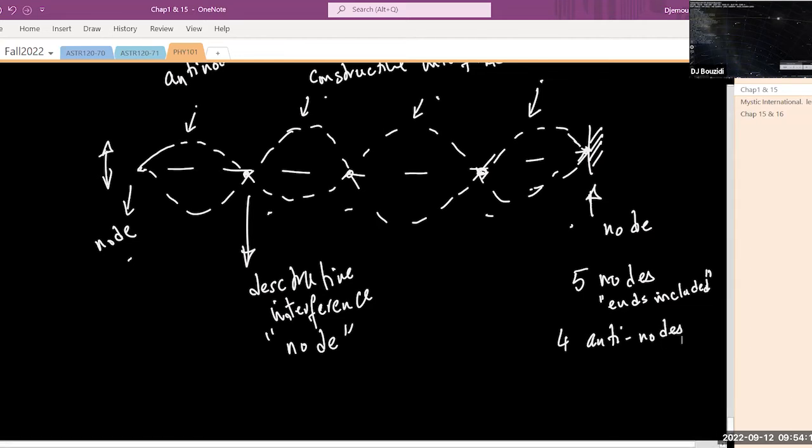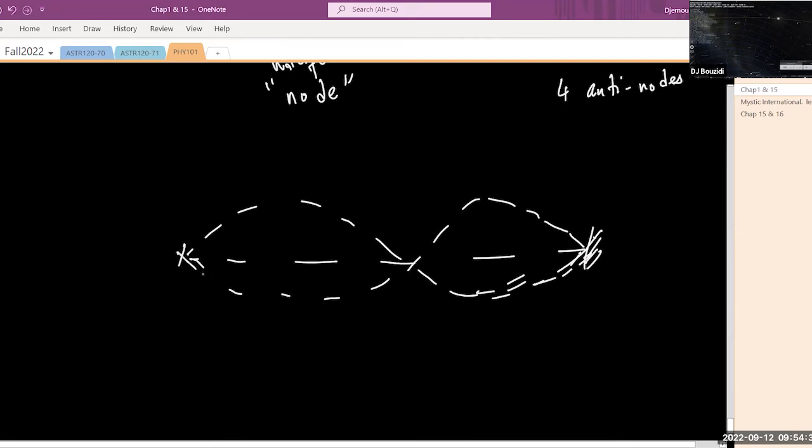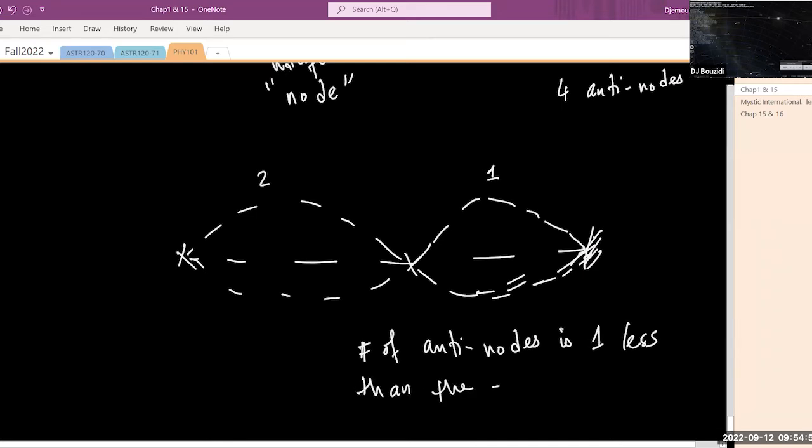Okay. How about if I do it differently? How about if I only have this situation? This is fixed, but I only have this much. I only have 2 antinodes, if you wish. Then in this case, I will have 3 nodes: 1, 2, and 3, because I have 1 and 2 antinodes. So always the number of antinodes, the bulges, if you want to call them that, is 1 less than the number of nodes, and I'm counting the ends included.